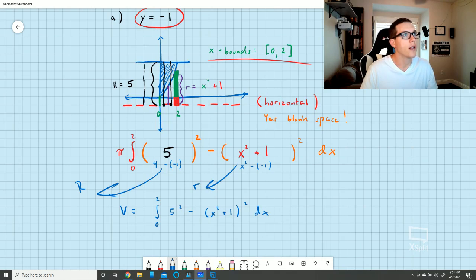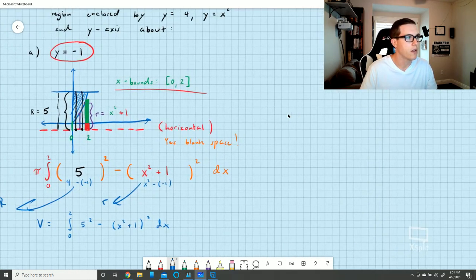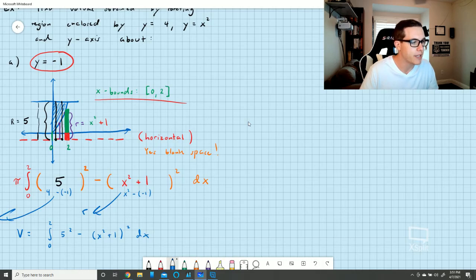All right, let's do one last one because we're at 33 minutes. Like I said, this is a long video. We're going to do the same exact setup, but let's try one last one. Let's rotate around y equals 6. Okay, so same setup. Rotating around y equals 6.